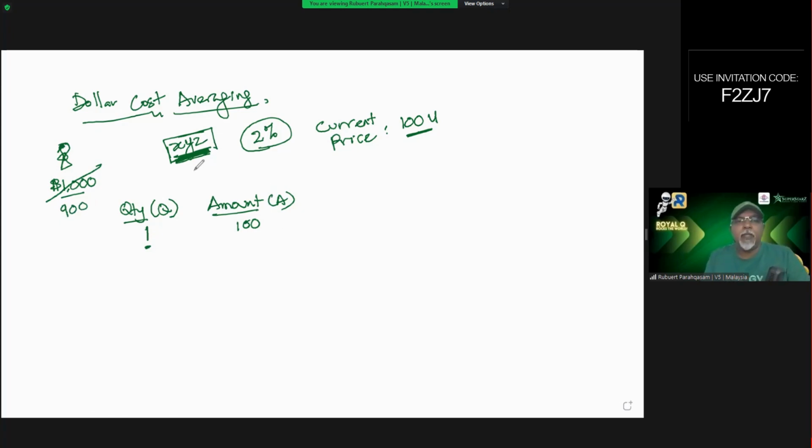What is the average price? How do you calculate the average price? The formula is very simple. Average price is the amount divided by the quantity. The total amount that you have spent divided by the quantity of the coins that you have. So A is 100, Q is 1, so your average price here is $100.